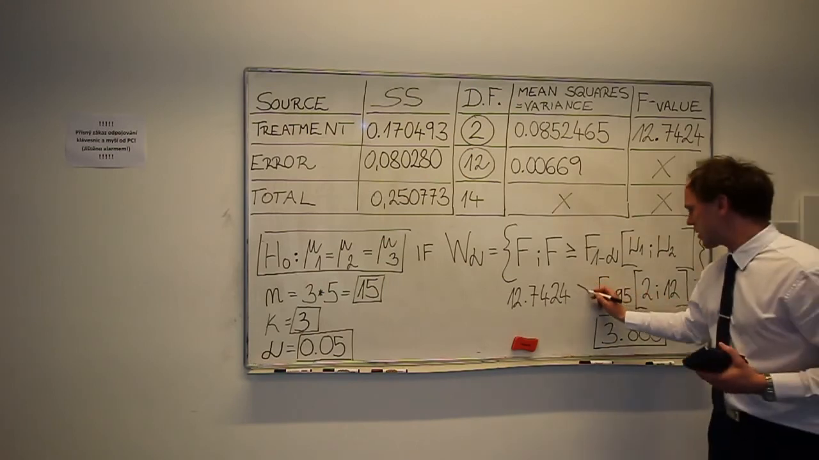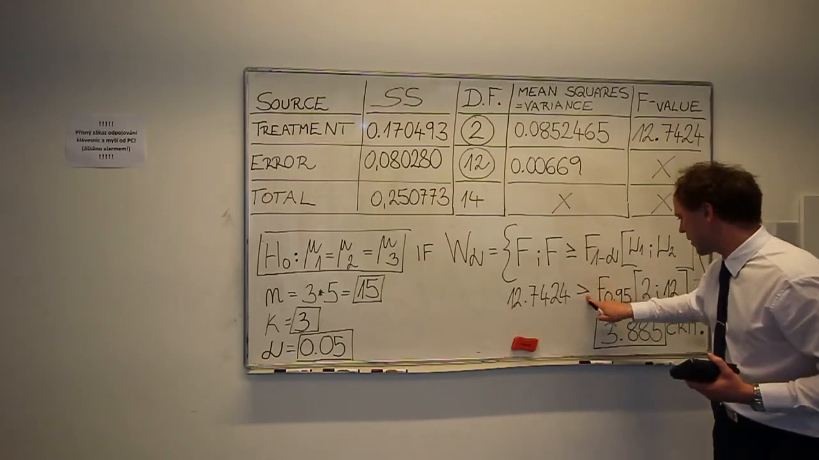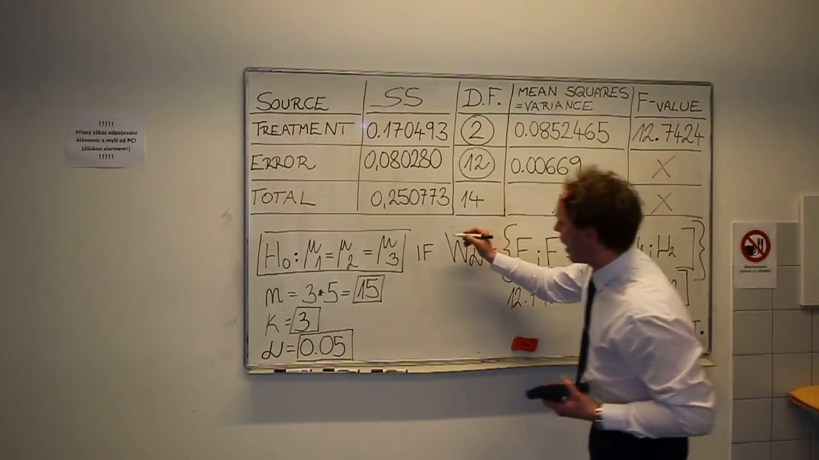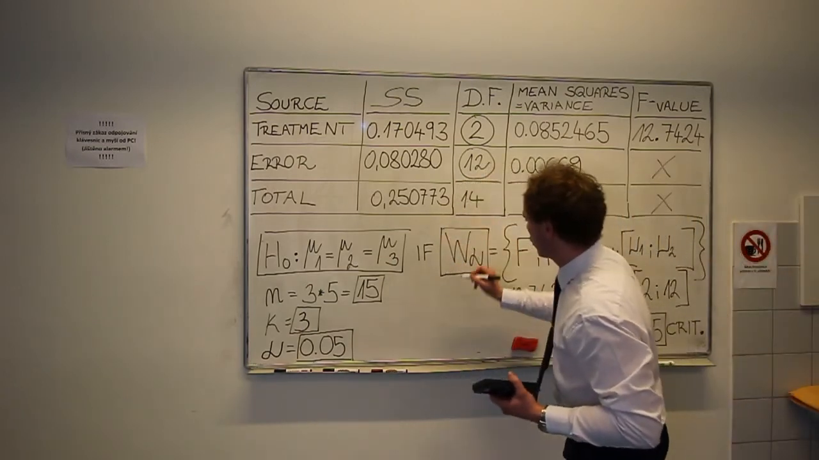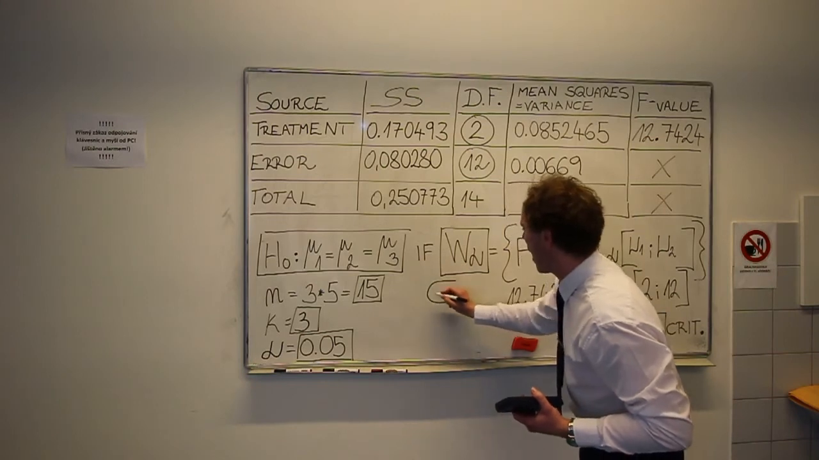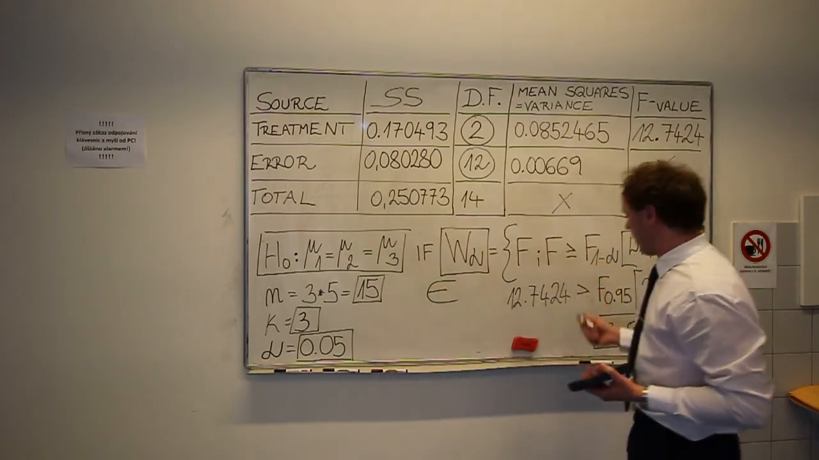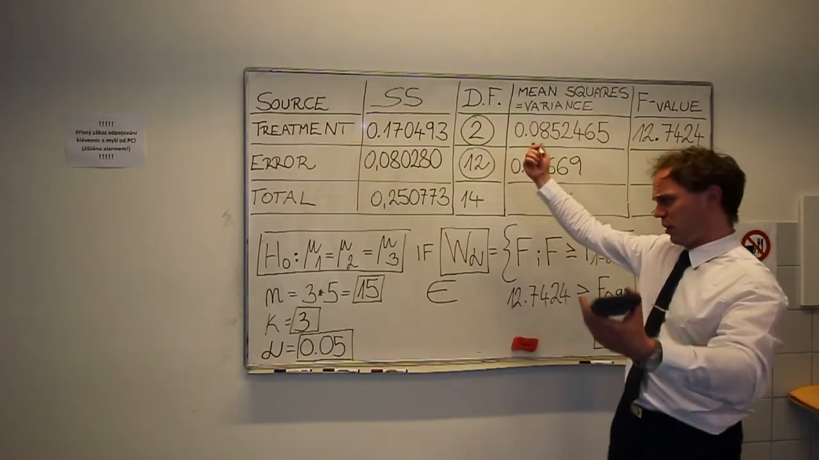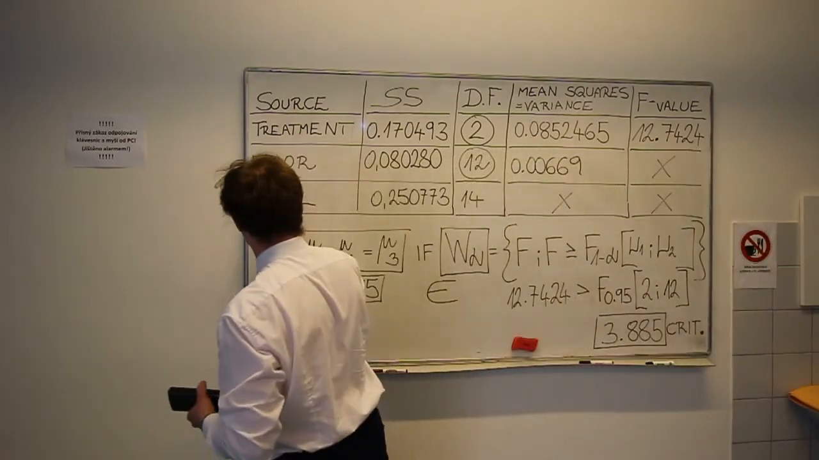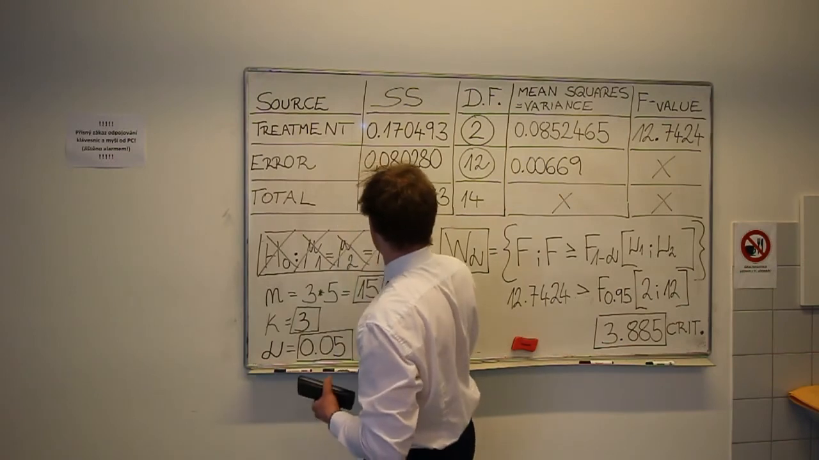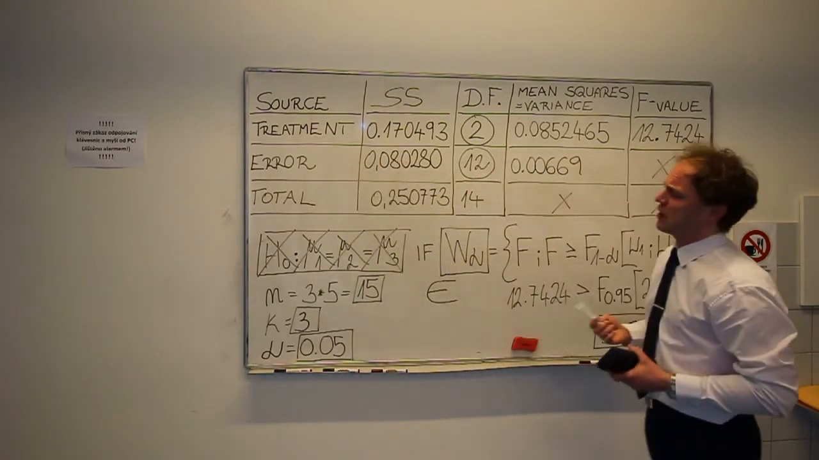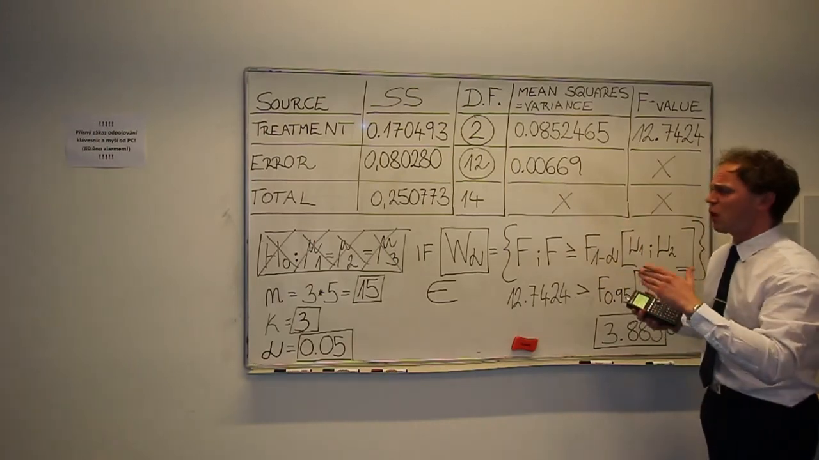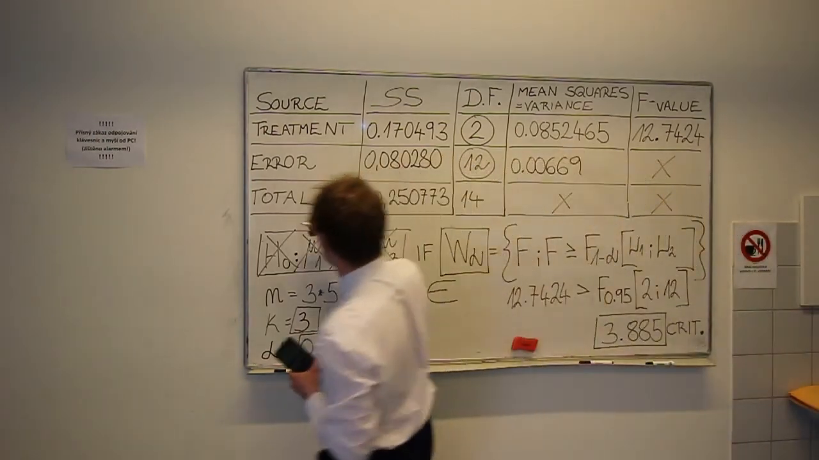3.885. This is higher than this critical quantile, so we entered the rejection region. Our F statistic is an element of the rejection region, so we can reject the zero hypothesis at a 5% significance level. The zero hypothesis is rejected, so independence is rejected.